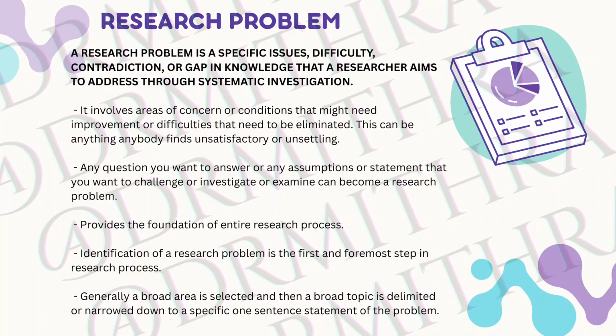So now, once you're done with your literature review, what is the next step? To identify the research problem. So a research problem is a specific issue or gap or difficulty or contradiction in knowledge that a researcher aims to address through systematic investigation. So it is a specific issue or gap in knowledge that needs to be addressed. It can be anything unsatisfactory you notice, a contradiction or an unanswered question. So this is the base of your entire research. Without a well-defined research problem, your whole study can go off track.